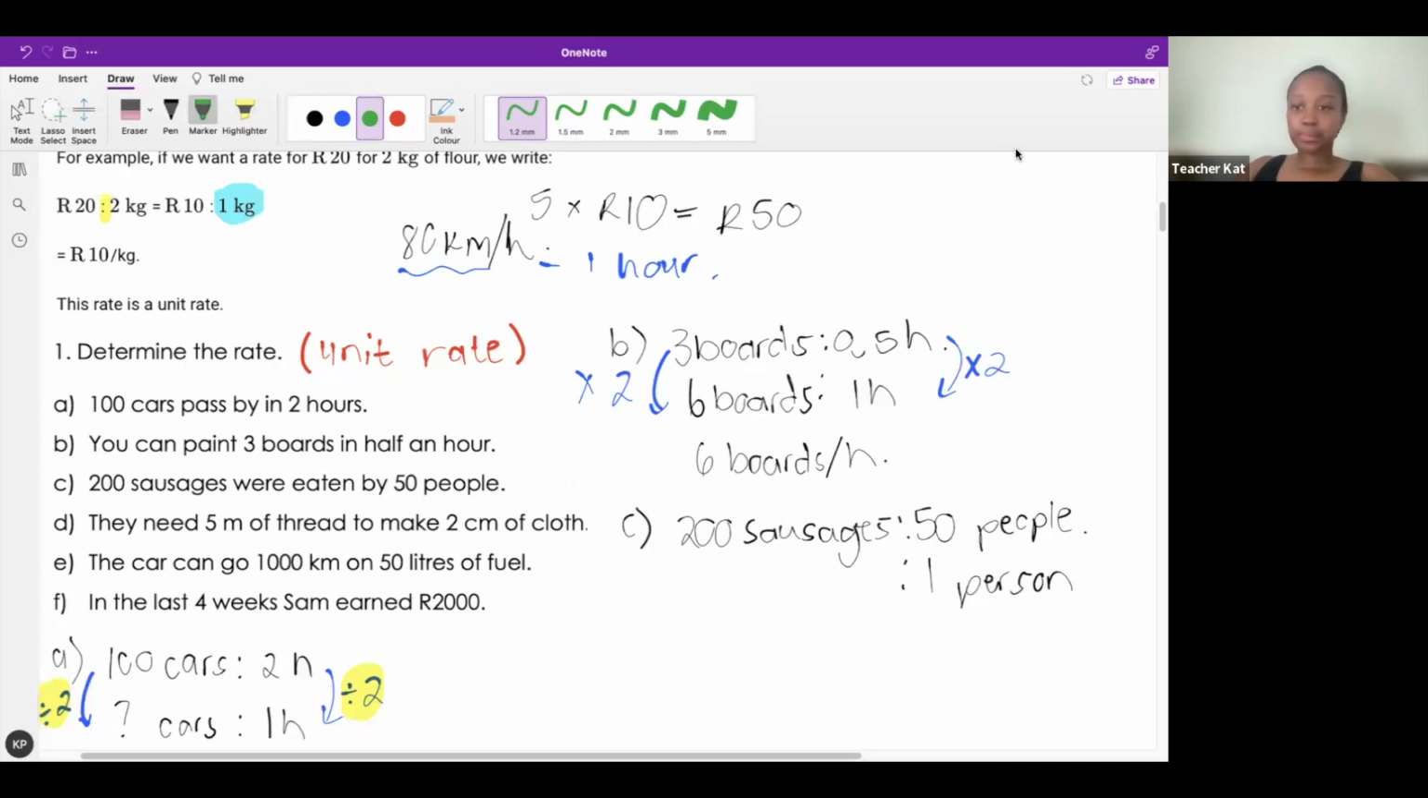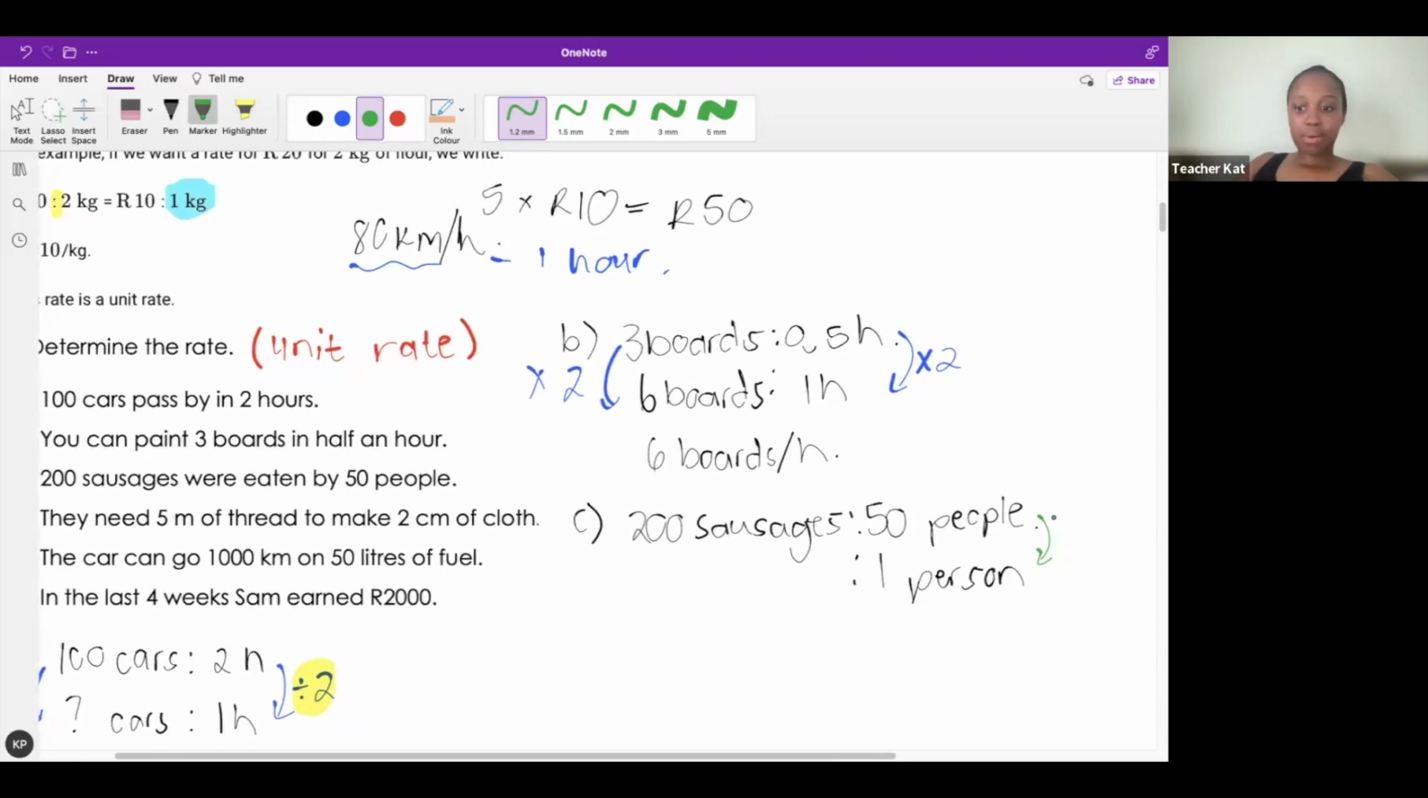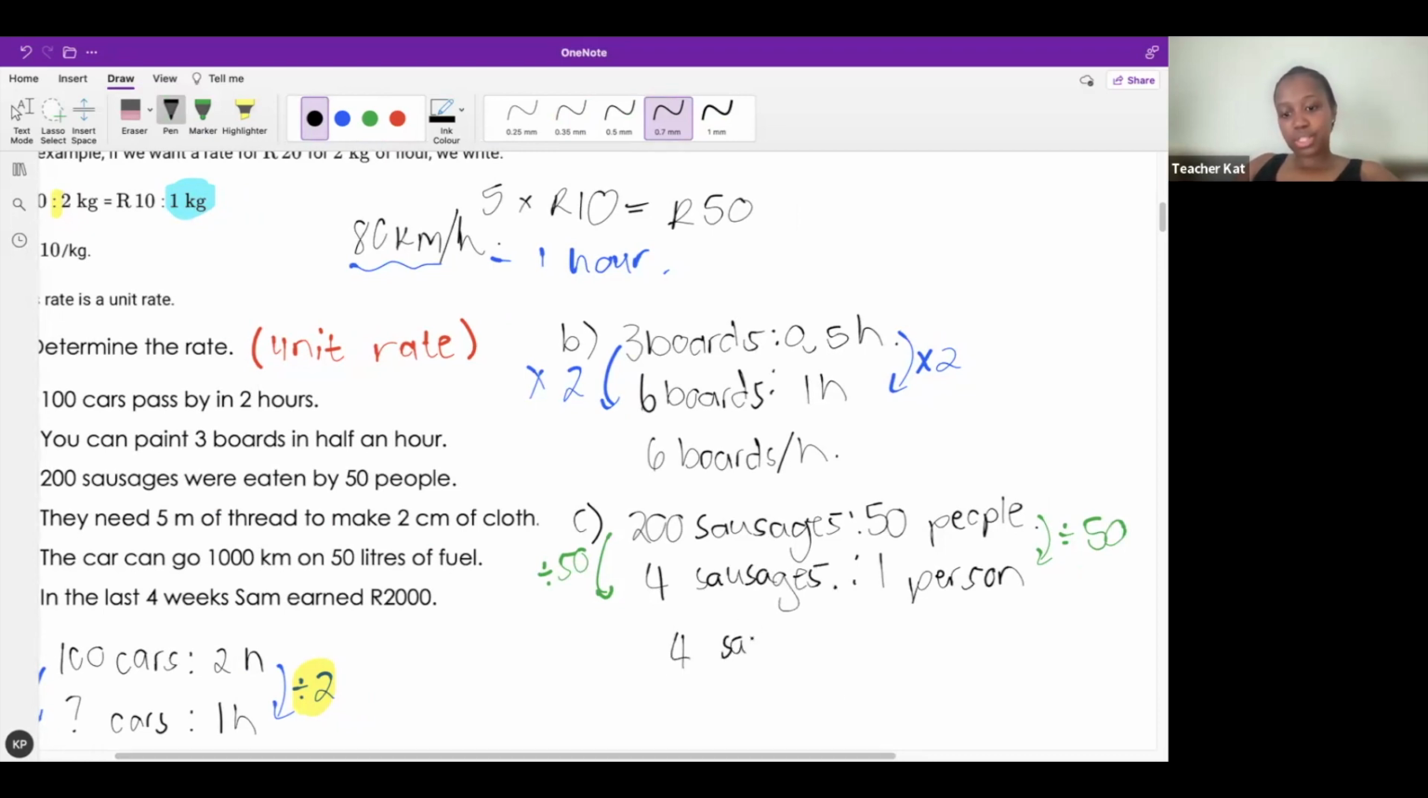What do you guys think? Am I going to be timesing or am I going to be dividing to go from 50 to 1? There to there. I will be dividing by 50. And if I'm dividing by 50 on one side, I must divide by 50 on the other side, which means it's going to be 200 divided by 50, which is 4 sausages. And as a rate, that means it will be 4 sausages per person.